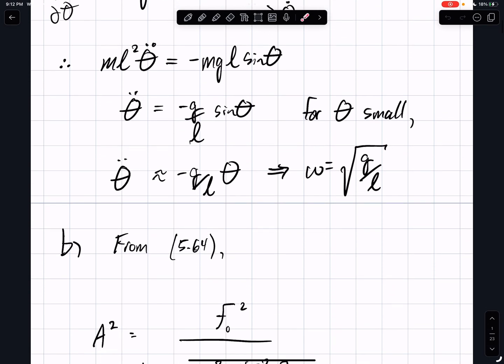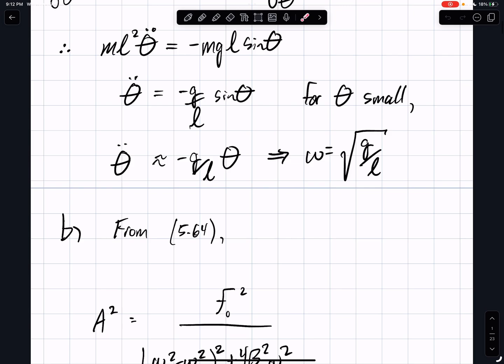That should look like a familiar formula. For small theta, sine theta equals theta, and you have theta double dot equals negative g over L theta. That's a simple second order differential equation with sine and cosine solutions and a frequency given by the square root of this feedback weight. So omega equals root g over L is the oscillation frequency.